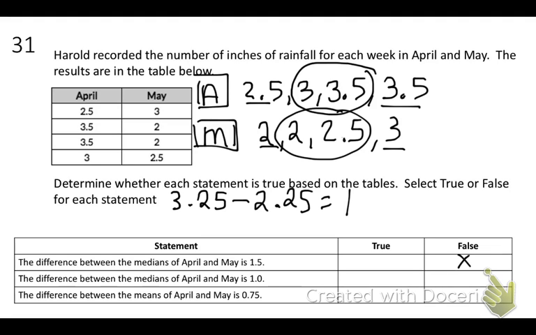If I read the second statement, it says the difference between the medians of April and May is 1. Well, good news, we already found the medians and the difference, and it did come out to be 1, so that is a true statement.